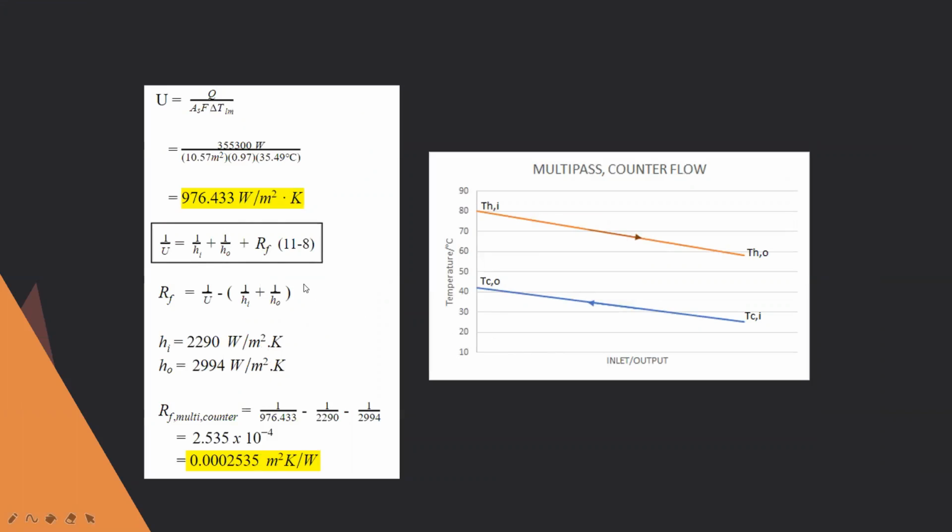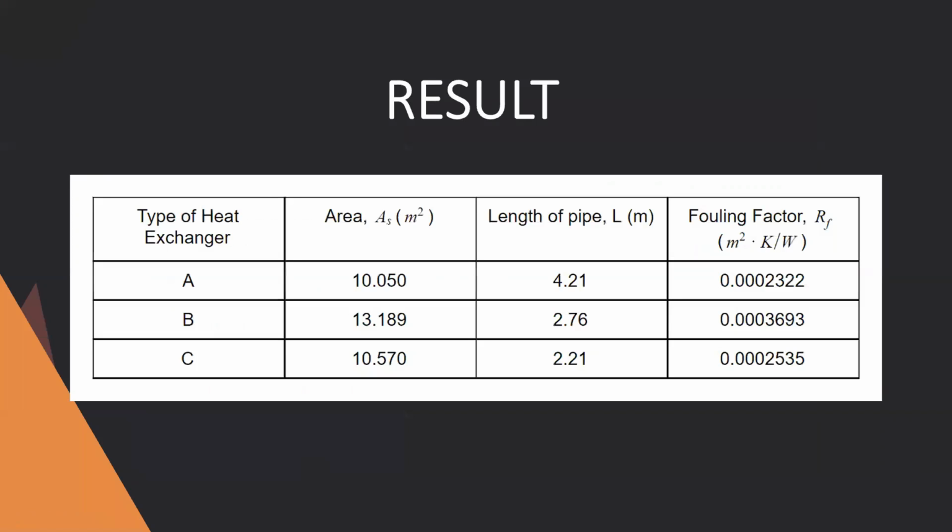From all of the working method, the new U is 976.433. With this, we applied it to equation 11.8, and the new magnitude of the fouling factor based on our heat exchanger is 2.535 times 10 to the negative 4. And that is all for question B.